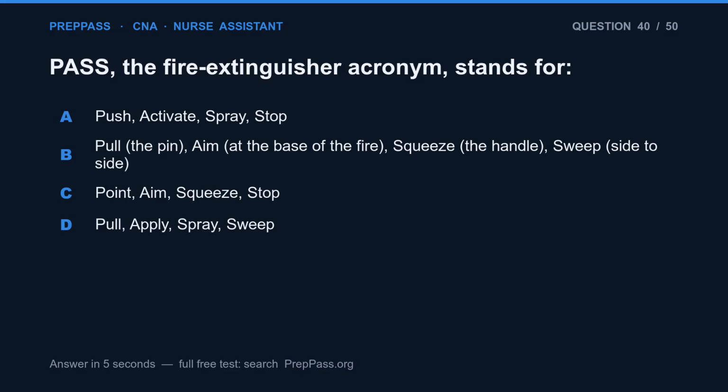Question 40. PASS, the fire extinguisher acronym, stands for A. Push, activate, spray, stop. B. Pull the pin, aim at the base of the fire, squeeze the handle, sweep side to side. C. Point, aim, squeeze, stop. D. Pull, apply, spray, sweep.